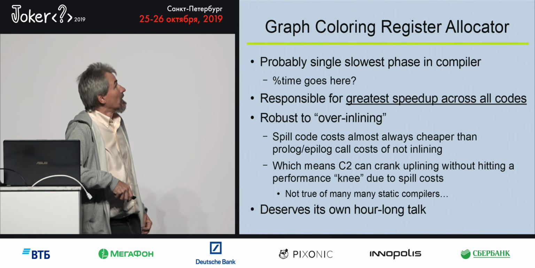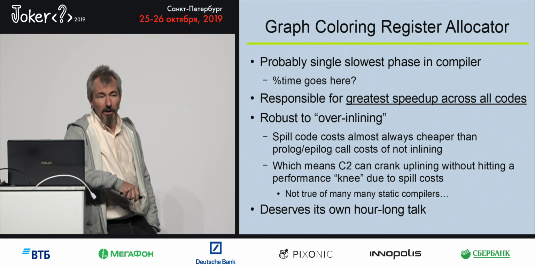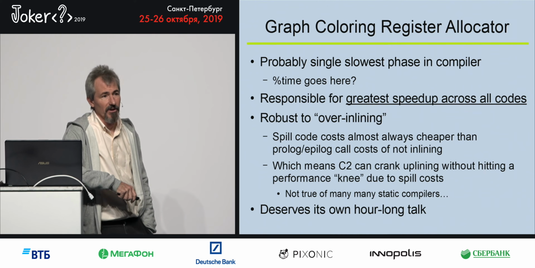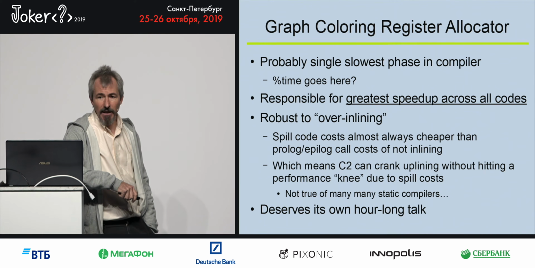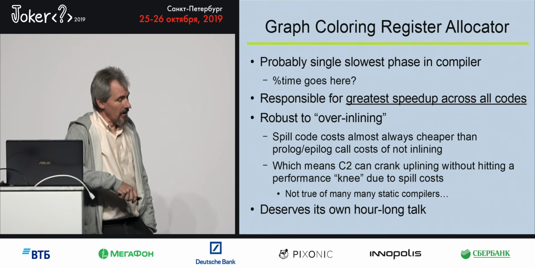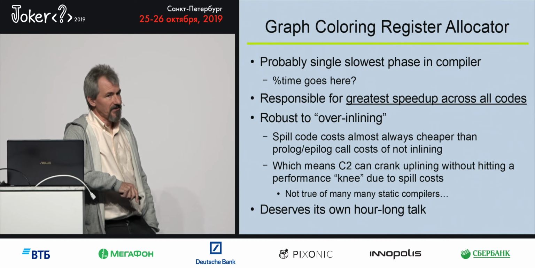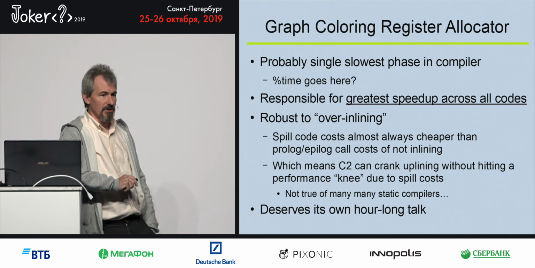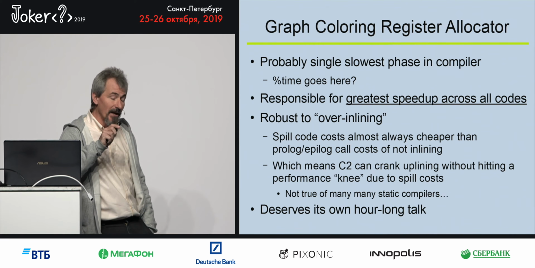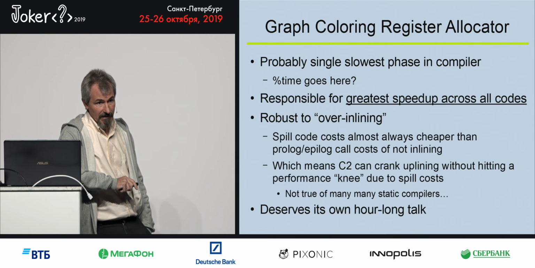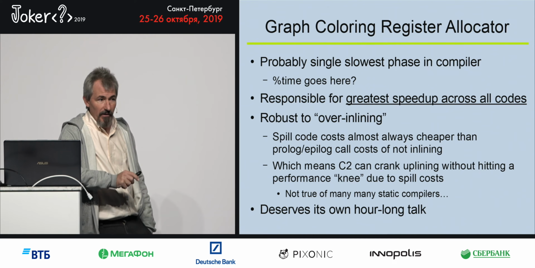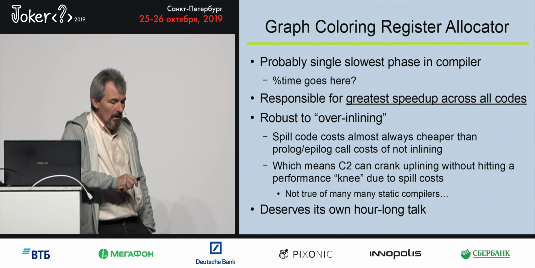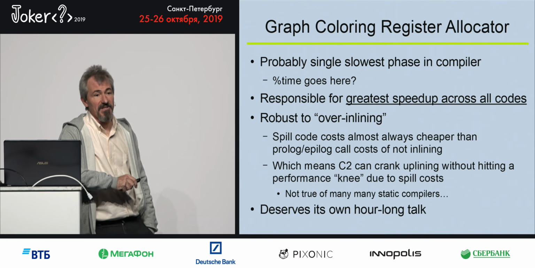Graph coloring register allocator, probably the single slowest phase, probably the single most complicated phase, probably responsible for the greatest speedup across all codes. It certainly was the case when I left Sun, however long ago. And the reason being is that it's robust to over-inlining. Spill code costs are almost always cheaper than the equivalent cost you get if you failed to inline, but you had to pay a prologue and epilogue around a call cost. So as long as those two are equivalent, the only cost to too much inlining is you might eventually hit iCache blowout. Which means that C2 can crank up inlining without hitting a performance knee.